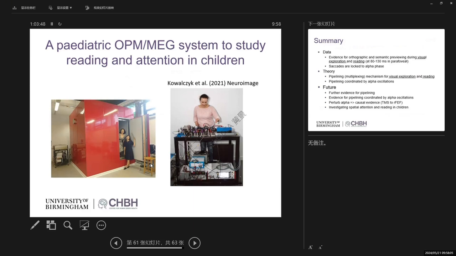So our OPM lab is in particular spearheaded by Anya Kowalczyk. She's a physicist, so she can also develop her own sensors. So we have just submitted a paper on an OPM gradiometer. But nevertheless, the system we are developing for children is relying on commercial sensors. So we're quite excited because now we hope to have the ability to take our reading studies conducted in adults to investigate reading in children.